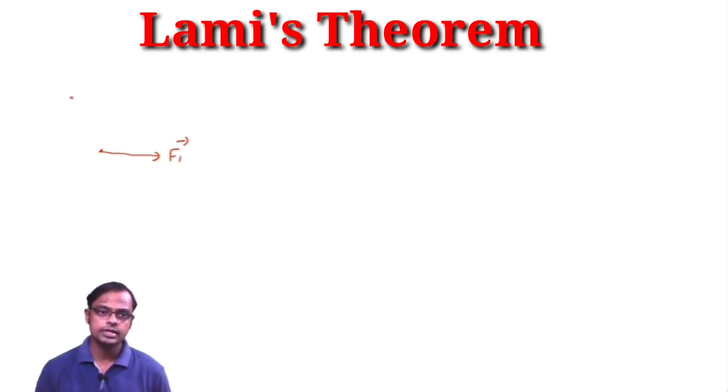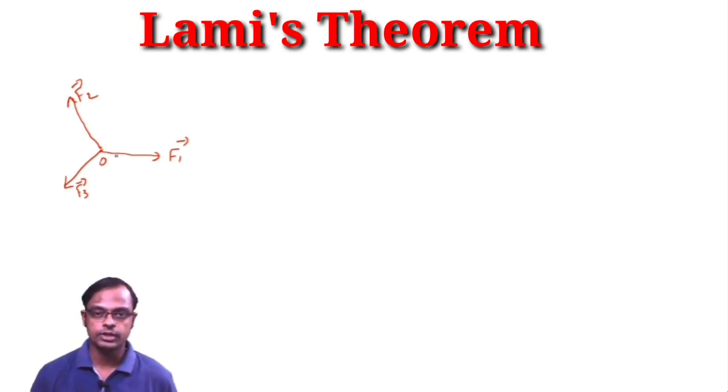And another vector is acting on the same point, say it as here, that is the F2 vector. One more vector is acting, that is the F3 vector. So we can say here at the point O, there are three forces acting, F1, F2, F3, and all these forces are called what? Concurrent forces.